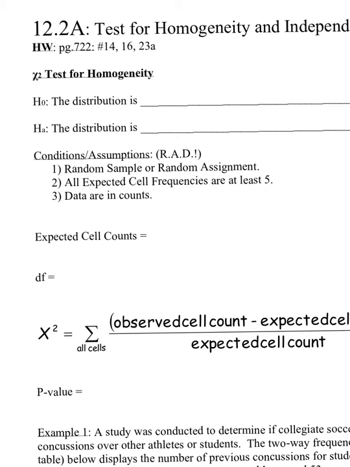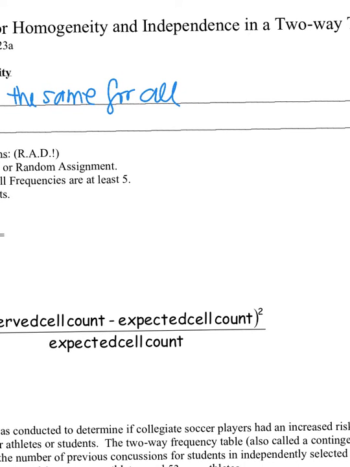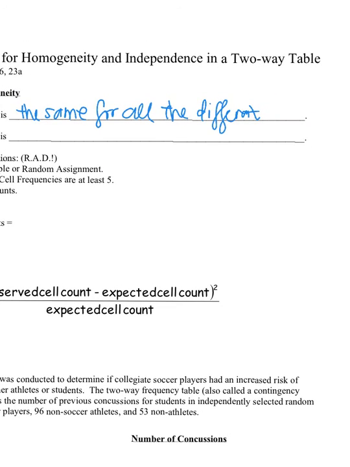So we got a null hypothesis for our chi-square test for homogeneity. The null hypothesis is always going to be about the distributions being the same for a bunch of different groups. So the distribution is the same, so it's homogeneous for all the different groups. And you can put this in more context once you're given a problem.